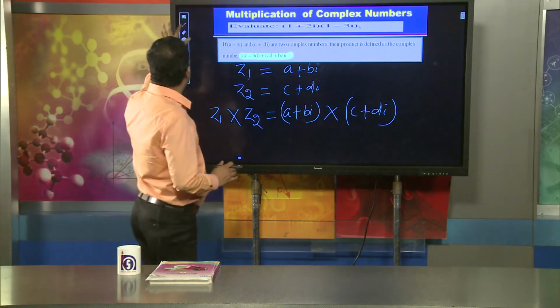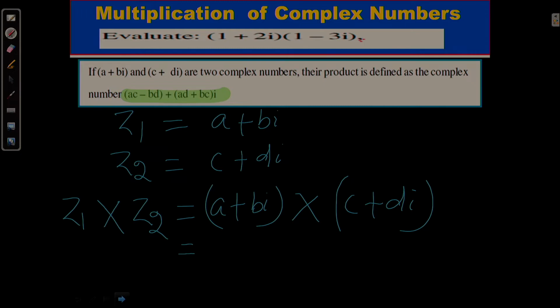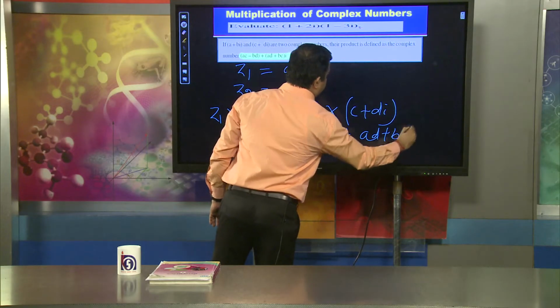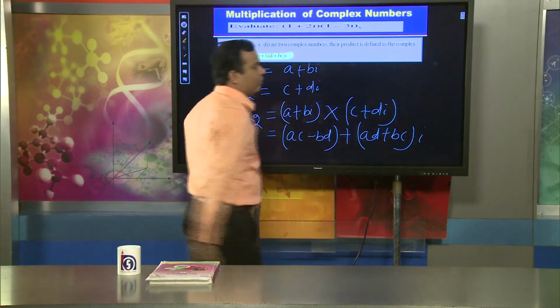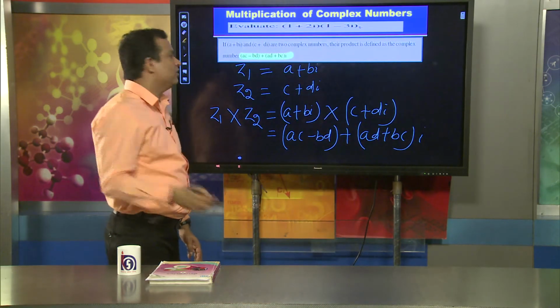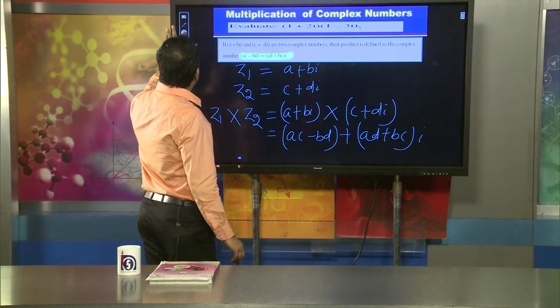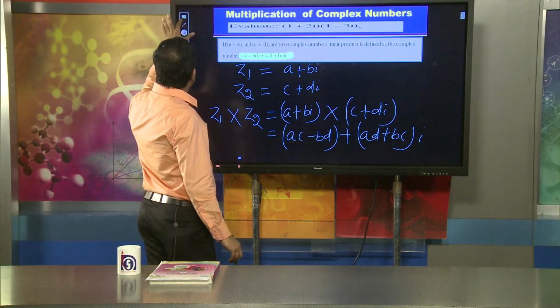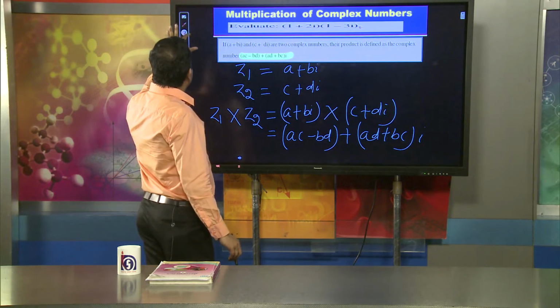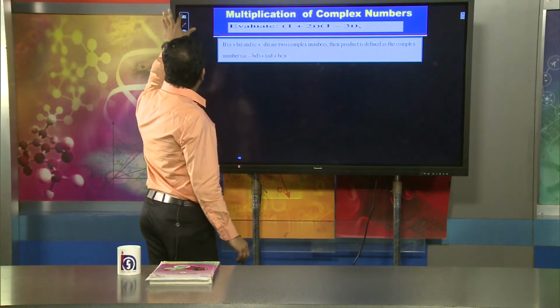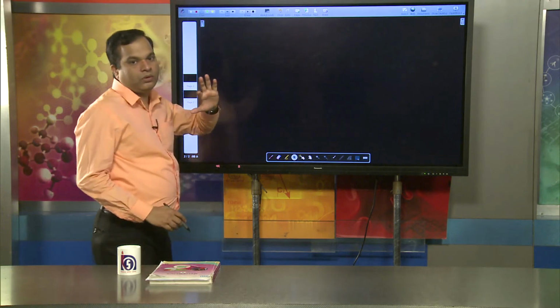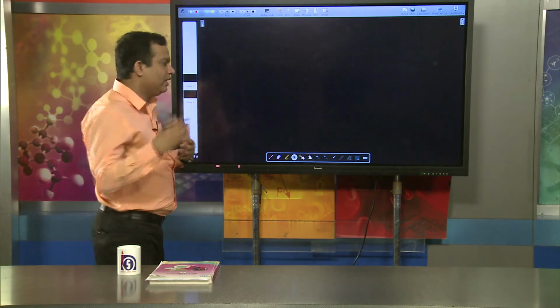That means, very simply, AC minus BD plus AD plus BC into i. This is the way to find the multiplication of two complex numbers. For example, suppose I take an example, which is very important. One thing to remember is the procedure we have to follow. The multiplication procedure, what is the procedure?